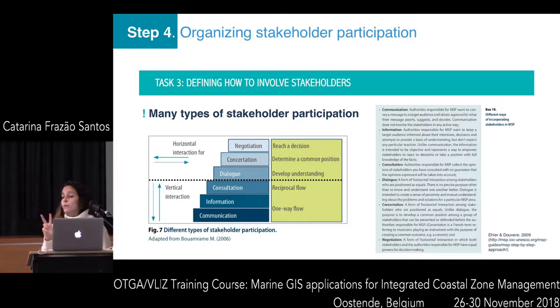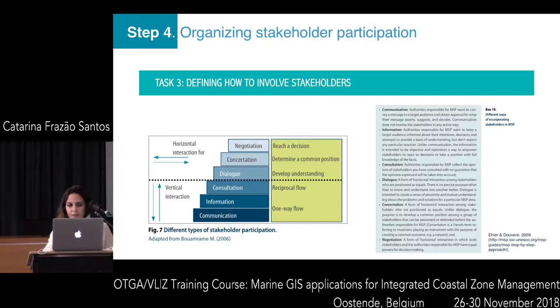They can also be selected at different points of the development of the plan. You can start maybe with just information and communication at an initial stage, and then when the plan is being developed and management decisions are being taken, consultation and negotiation may be present. So the same process can have different types of stakeholder participation. And it's very important to keep the participation effective.